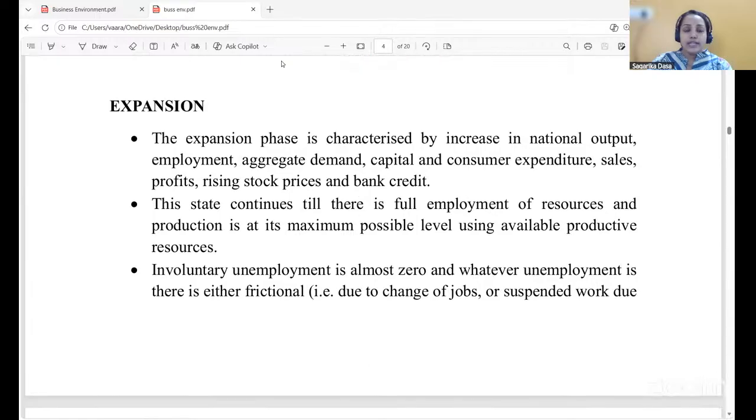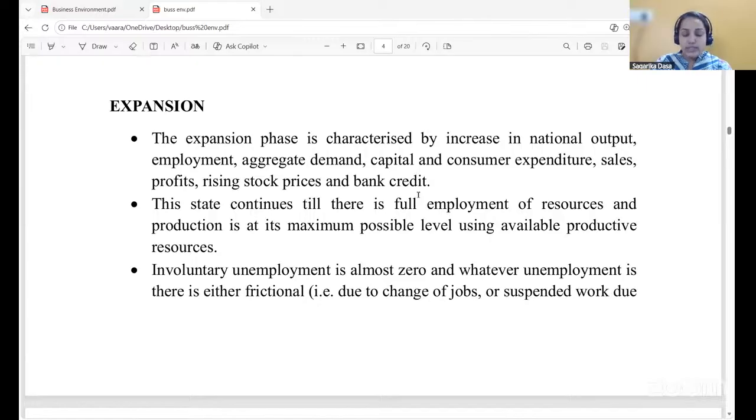The first one is the expansion phase. The expansion phase is characterized by an increase in national output, employment, aggregate demand, capital and consumer expenditure, sales, profits, rising stock prices, and bank credit. Expansion is all about everything being on a higher, increased level. Your demand will increase, your supply will increase, sales will increase.